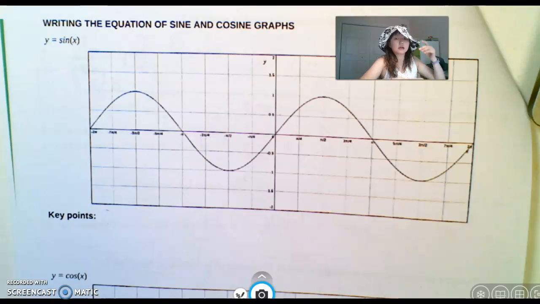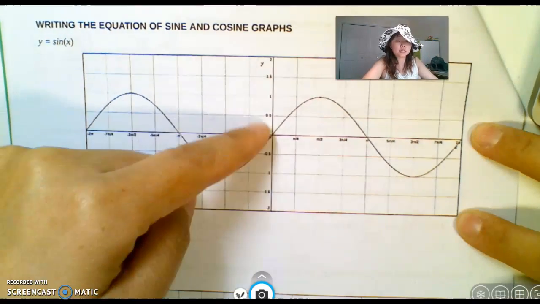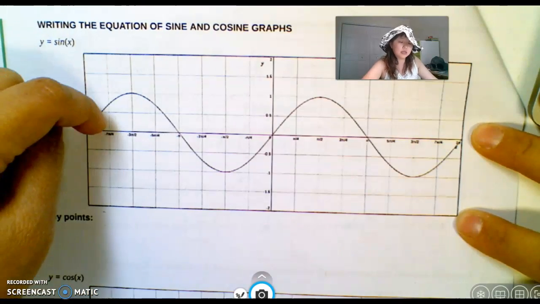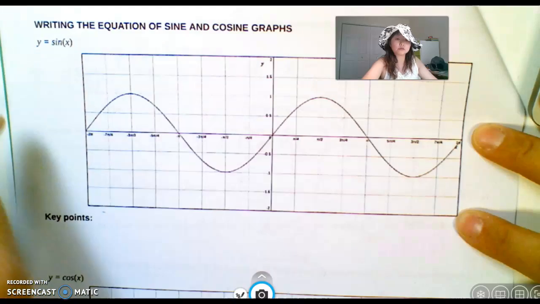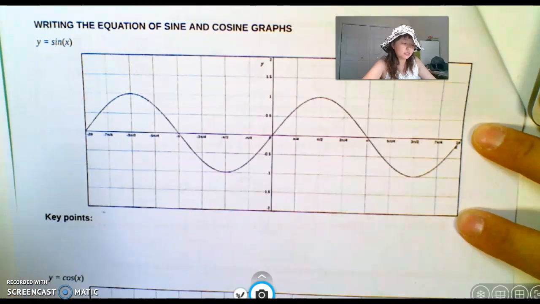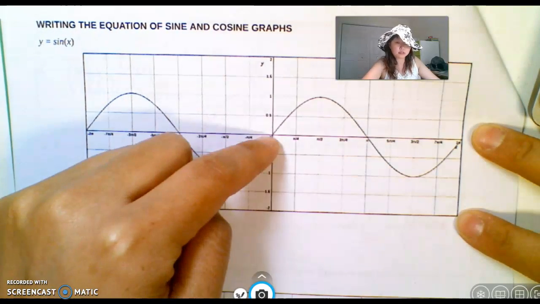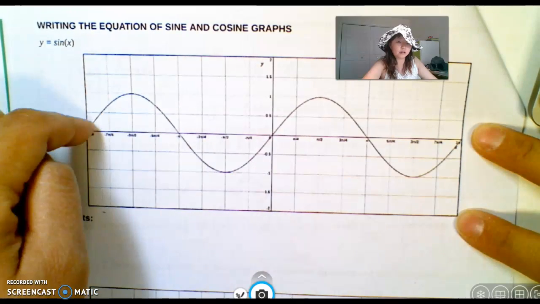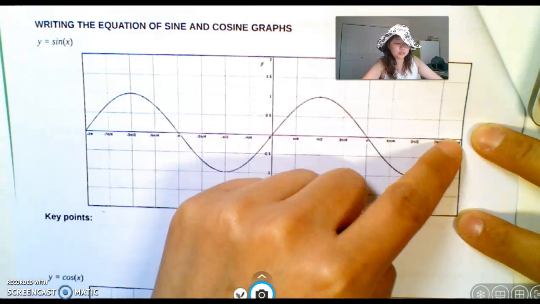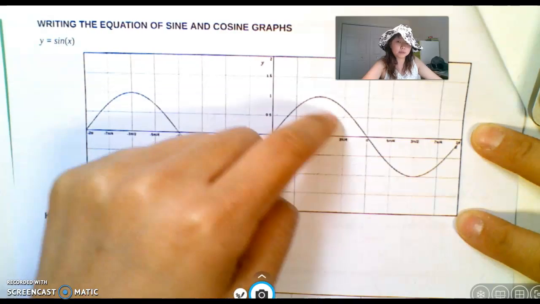Why is this like this? Because they always repeat. It has a pattern. It's just like a circle, right? A circle goes round and round and round. Sine and cosine graphs have a period, which is one full cycle, and after that, it just repeats, and just repeats.